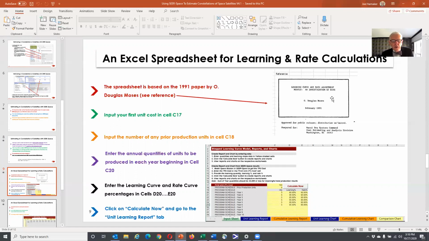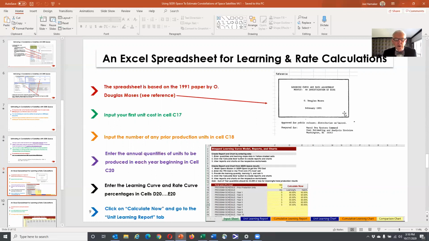The next thing is to enter the annual quantities of units to be produced in each year. And that begins in cell C20. And notice here, I've assumed 5 units per year over a period of 6 years. That's just a random assumption for a total of 30 units. And so I've entered those in the spreadsheet, as you see there.